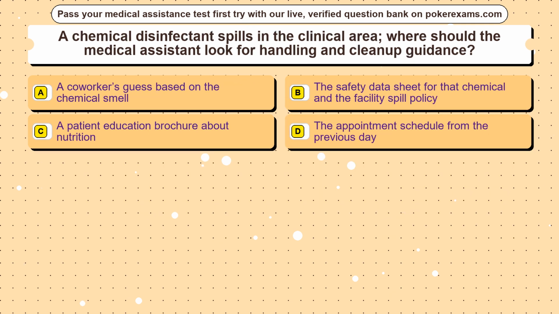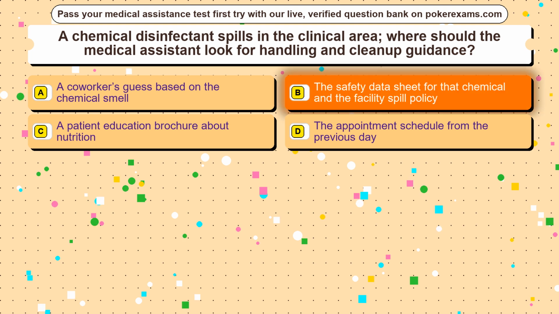Question 5. A chemical disinfectant spills in the clinical area. Where should the medical assistant look for handling and cleanup guidance? Option A, a coworker's guess based on the chemical smell. Option B, the safety data sheet for that chemical and the facility spill policy. Option C, a patient education brochure about nutrition. Option D, the appointment schedule from the previous day.